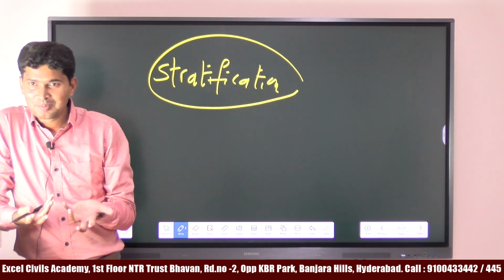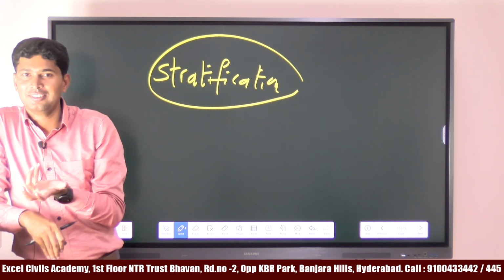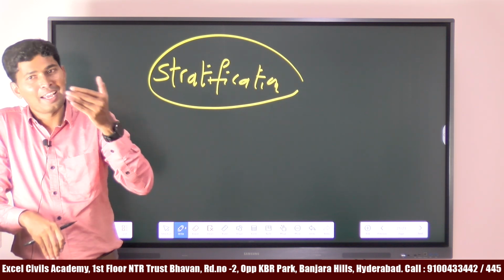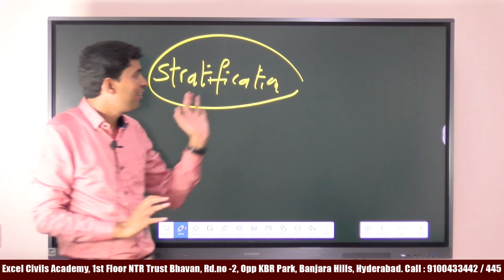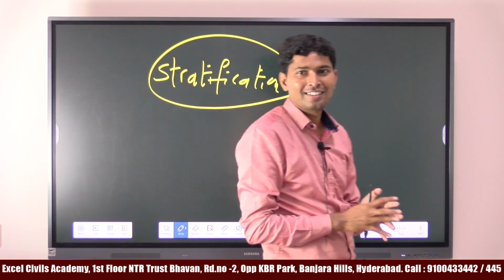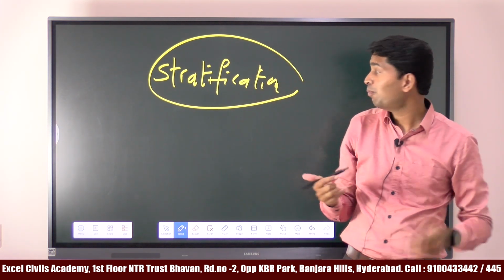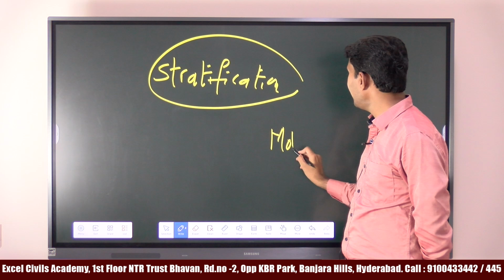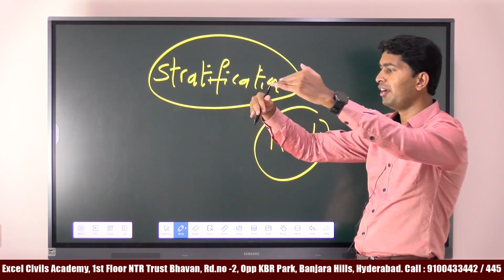True only? Sir, what does it mean? How are different divisions in the society formed? IAS, non-IAS, IPS, non-IPS. Look at Banjara Hills, Jubilee Hills, look at the divisions that are available in the society. So stratification, different layers of the society, how they have evolved. Mobility. Mobility is not just transportation from one place to another place, it is social mobility.